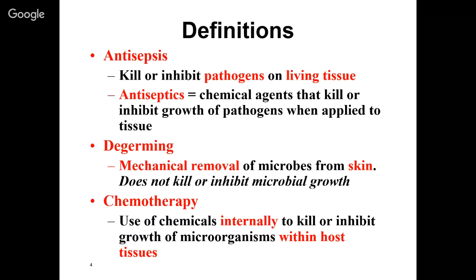What is sepsis? An infection. From pathophysiology, there is a kind of shock called septic shock. So if this is antiseptic, we're trying to keep this person from having out of control microbial growth, because if that microbial growth gets out of control, what happens to the living tissue? They'll die, because they'll go into septic shock. Okay, so antisepsis: we kill or inhibit pathogens on living tissue. And these are chemical agents that kill or inhibit growth of pathogens when applied to tissue.